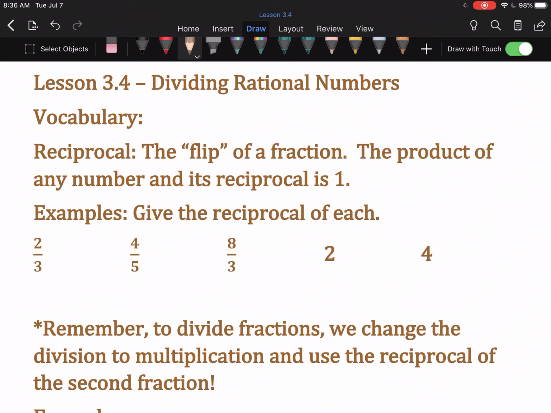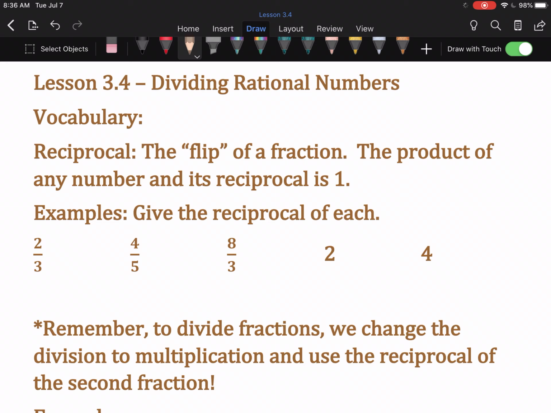After multiplication, of course, we need to look at division. So one vocabulary term here, and that is reciprocal. Reciprocal is basically the flip of a fraction. And by definition, the product of any number and its reciprocal is 1. So quickly, we're going to give the reciprocal of these numbers.